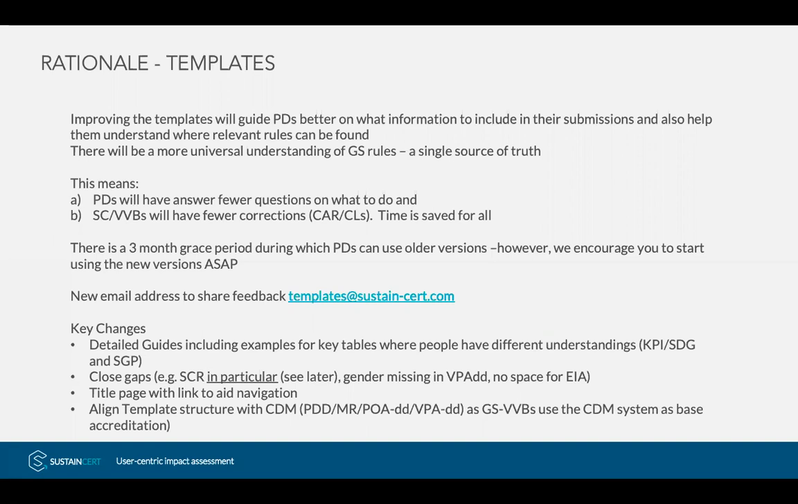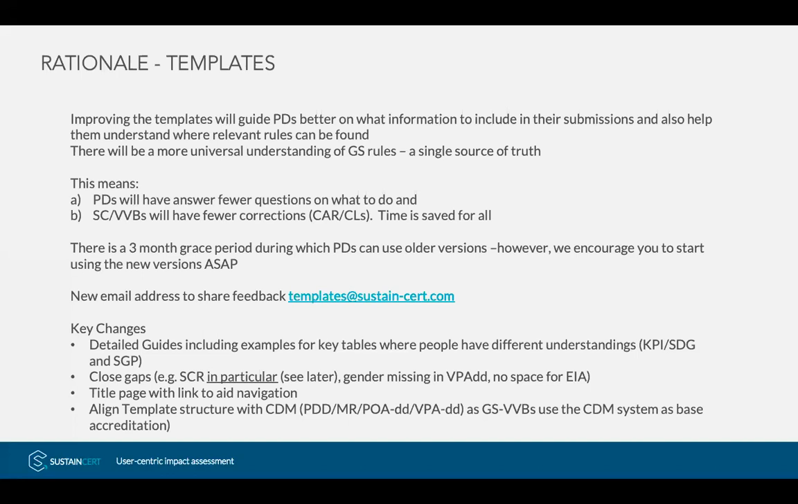And we also wanted the templates to do a little bit more than that. They would also act as a kind of signpost to the rules, and provide people with a bit more understanding about why rules are in certain places and where those rules could be found in the standard. It's important to clarify that they're not supposed to replace the standard. You've still got to read and understand Gold Standard rules, but we hope the templates provide a solid foundation for that. We figured that if these templates were a bit clearer and a bit more direct in terms of what information was needed, there would be a more universal understanding of Gold Standard rules.